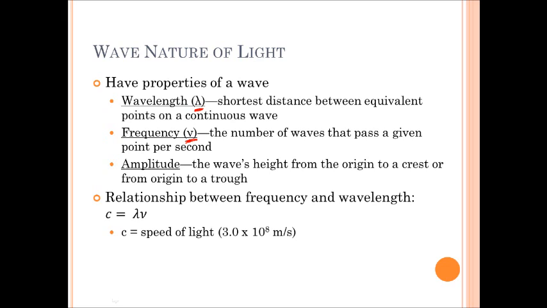Frequency is symbolized by nu, which looks like a V. And wavelength and frequency are related to one another through a relationship that involves the speed of light. c, which is the speed of light, equals the wavelength times the frequency. So if the frequency goes up, the wavelength goes down. They're oppositely related. And the speed of light is always 3.0 times 10 to the 8th meters per second. Both the equation and what c is will be given on the midterm.